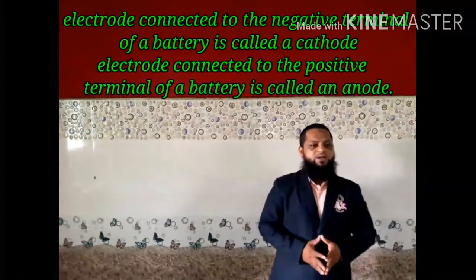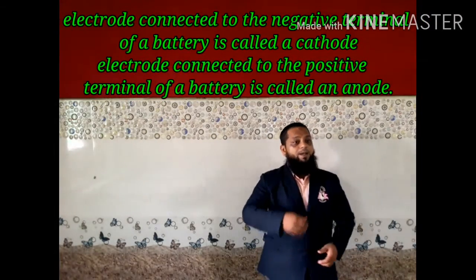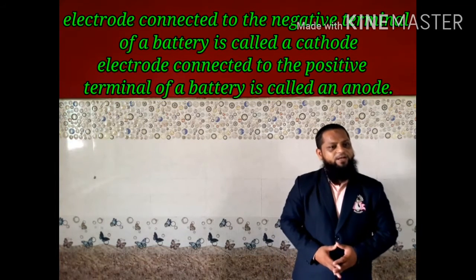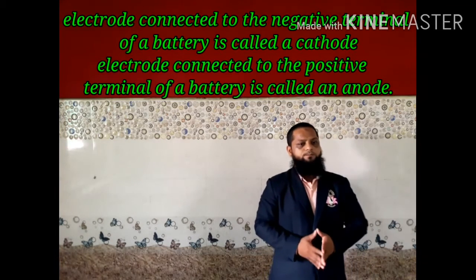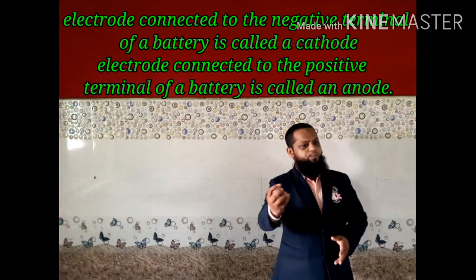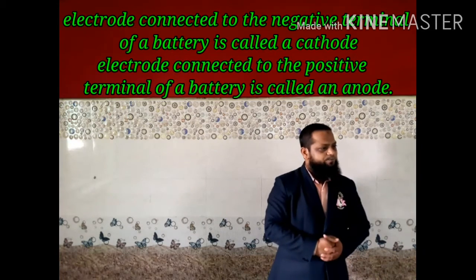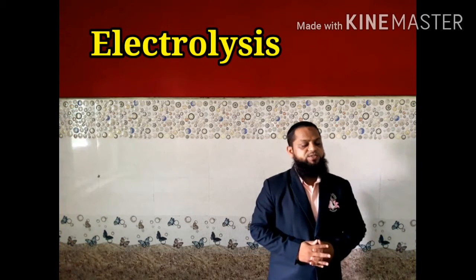Electrodes are usually made up of a conducting wire. The electrode connected to the negative terminal of a battery by means of a connecting wire is called the cathode. The electrode connected to the positive terminal of a battery is called the anode. Let's begin to study the concept of electrolysis.